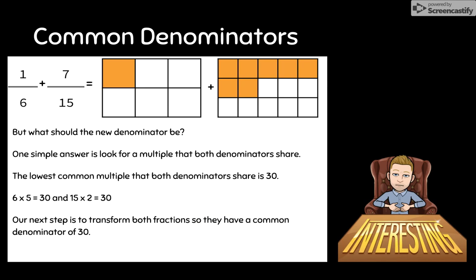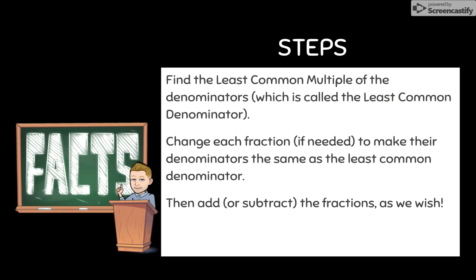Alright, back to our steps. Find the least common multiple of the denominators. Change each fraction through multiplication or division to make the denominators the same. Then add, subtract, do as you wish.